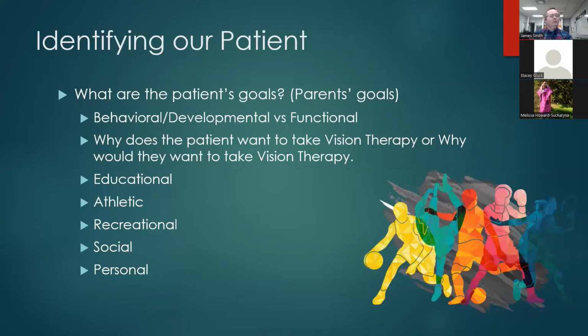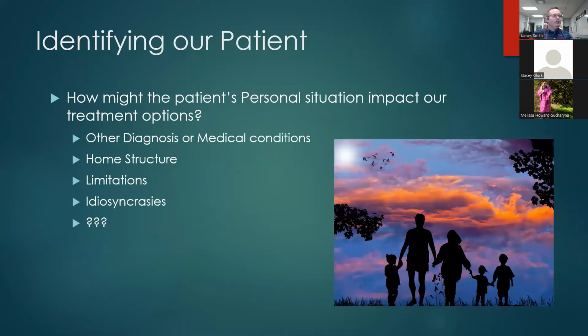Okay. Some kids want to get better at school. Some kids want to get better in their athletics, whether they're a baseball player, football player. Some adults, it's recreational, or some parents, they want social, you know, their kid to have more self-esteem. They want their child to be able to function more in society. And then some people have personal reasons, what they want to do and how they want to improve. Then how might the patient's personal situations impact our treatment options?